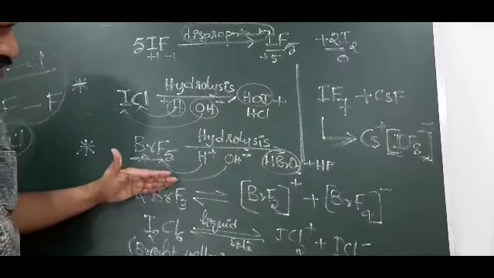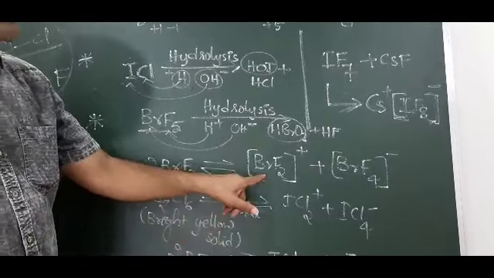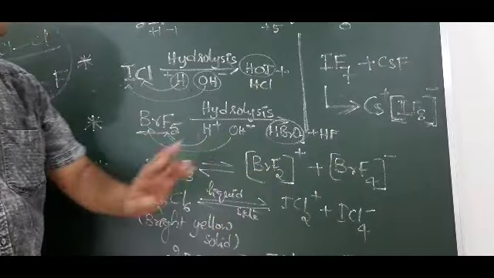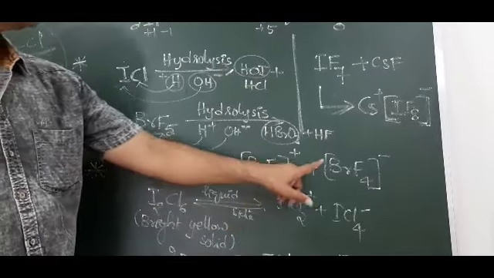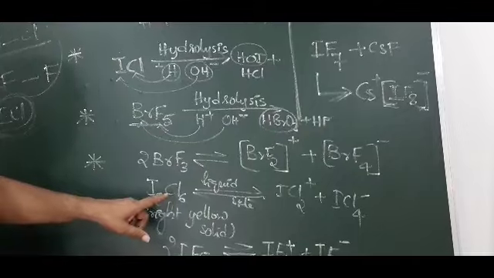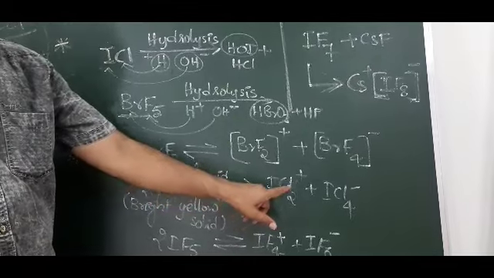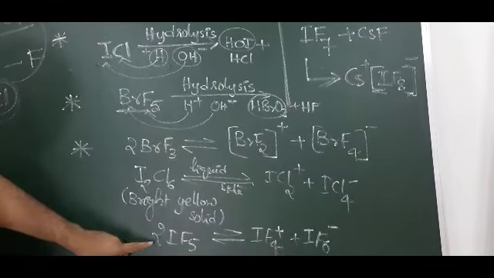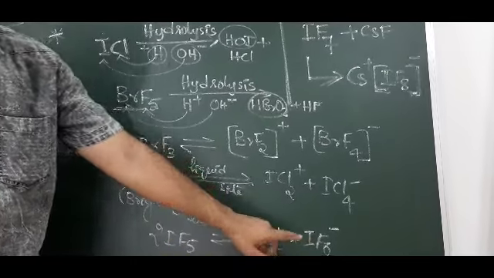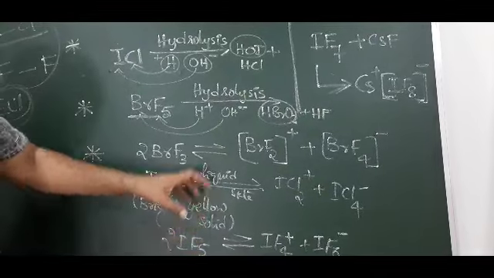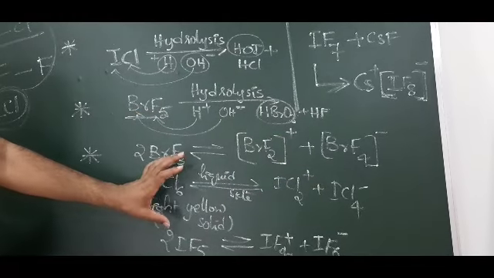And almost all interhalogen compounds in the liquid state undergo self-ionization and conduct electricity. 2BrF3 in the liquid state will ionize as BrF2 plus and BrF4 minus. I2Cl6, in fact, is a bright yellow colored solid, but in the liquid state it ionizes to ICl2 plus and ICl4 minus. And 2IF5 ionizes in the liquid state as IF4 plus and IF6 minus. So in the liquid state, they undergo self-ionization and conduct electricity. It's a very, very important point.